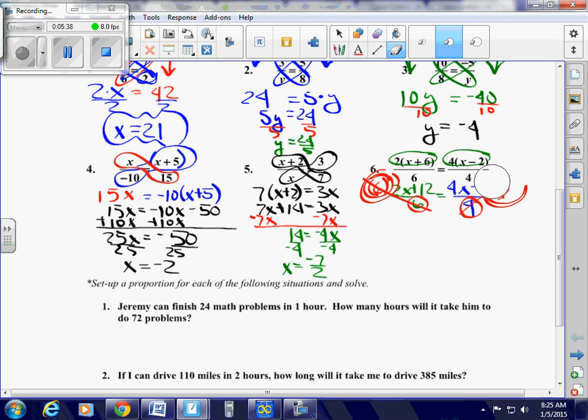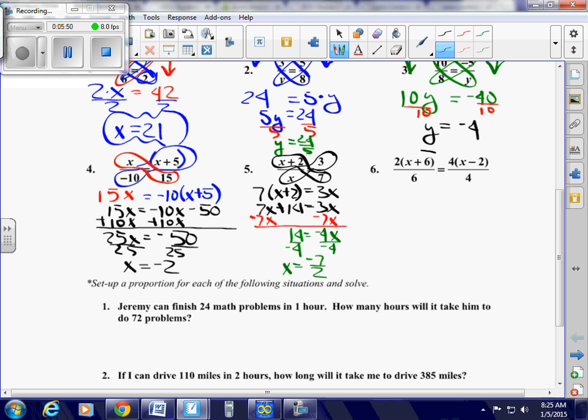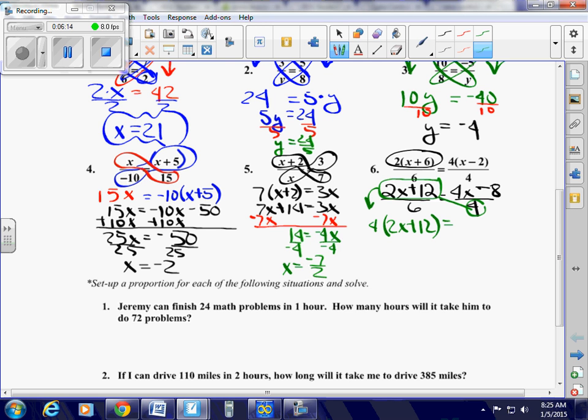So let's back up. Let's try this again. And what you're going to do is cross multiply. Well, let's take care of this here. We have, like we said before, 2x plus 12 over 6. We have 4x minus 8 over 4. Cross multiply. You're going to take this denominator times this numerator, so it's going to be 4 times 2x plus 12. We're going to have this denominator times this numerator, 6 times 4x minus 8.